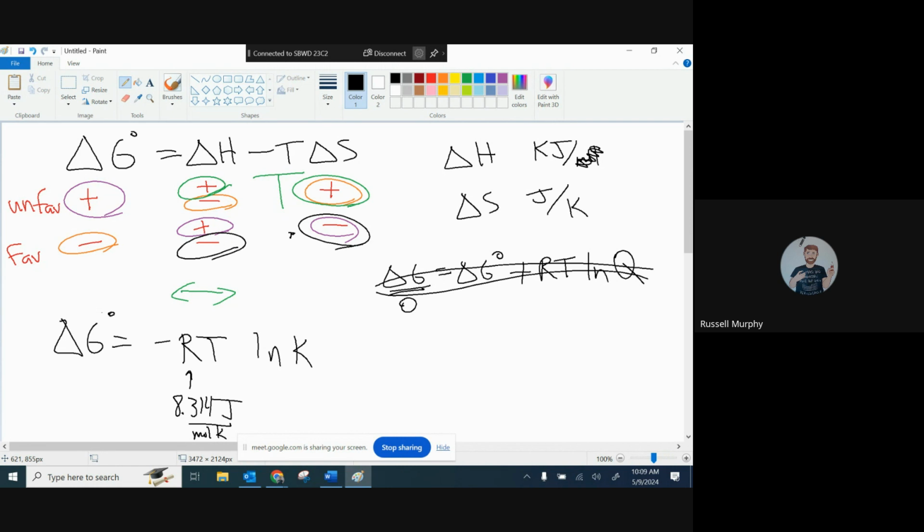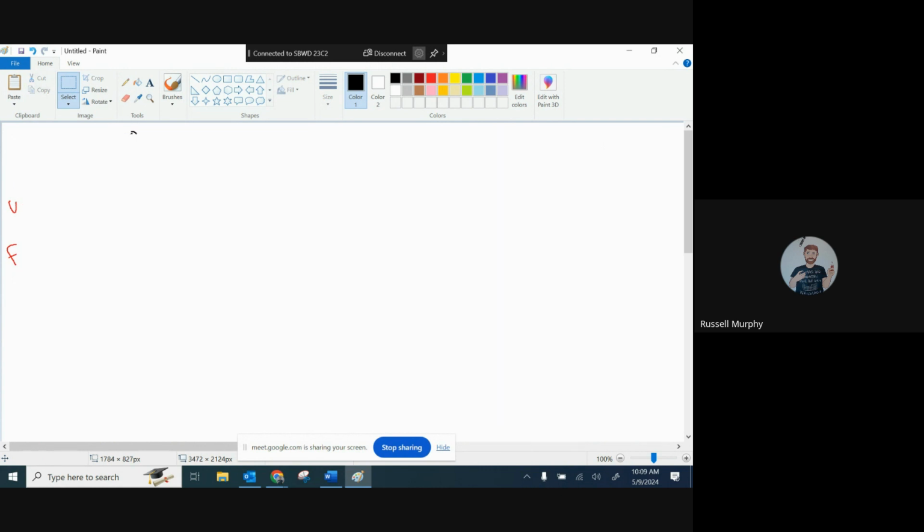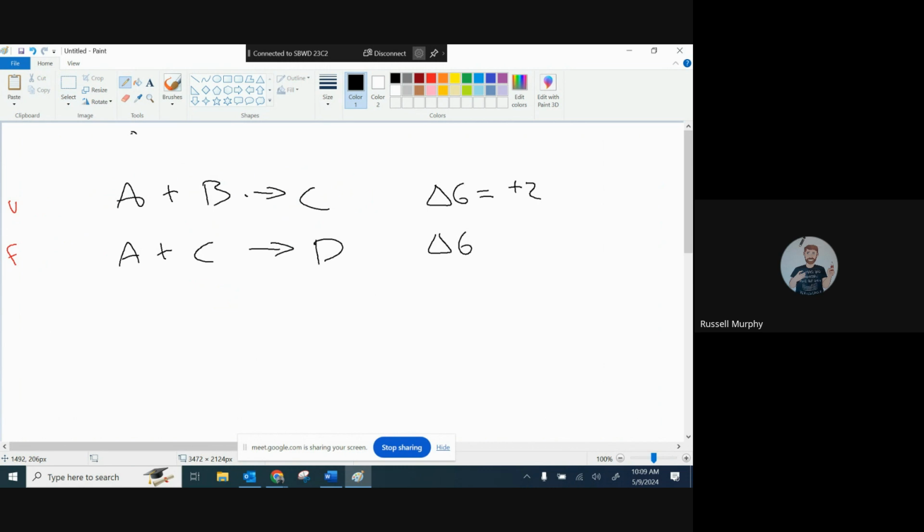Hess's law also works here. So if you have two reactions, and they tell you the delta G, let's make these good numbers, plus two and minus three. We add these two reactions together, and what's our delta G for the new reaction?